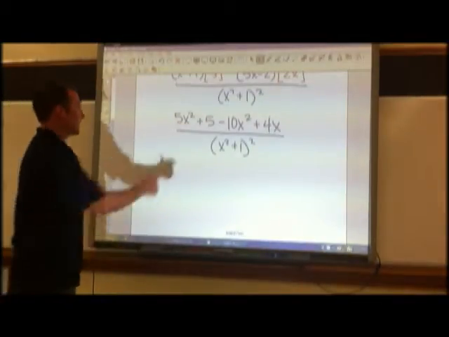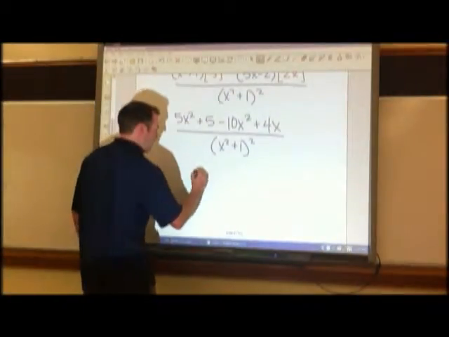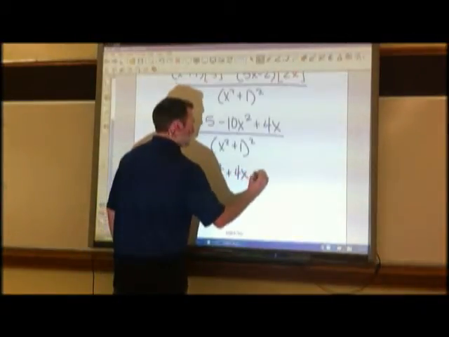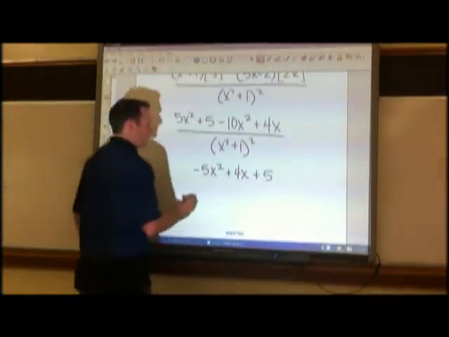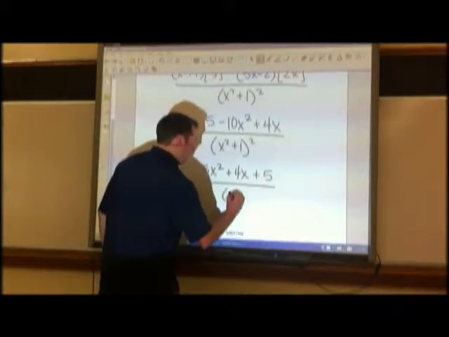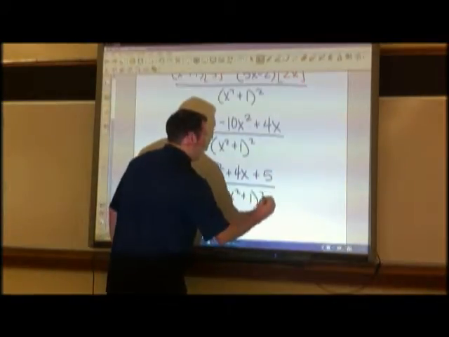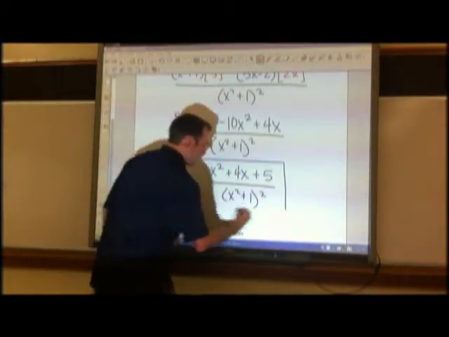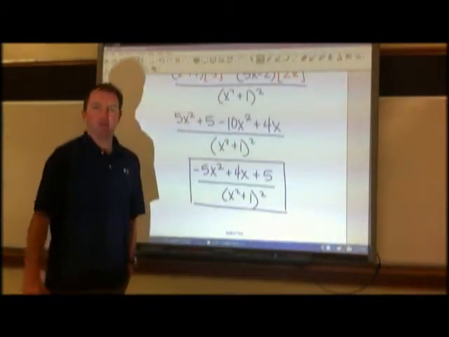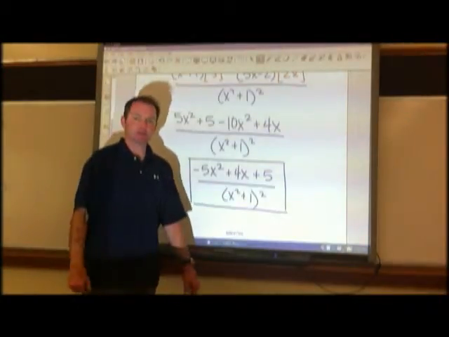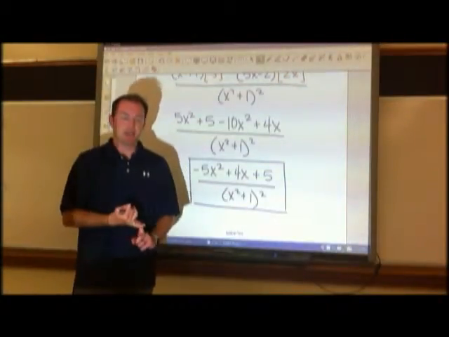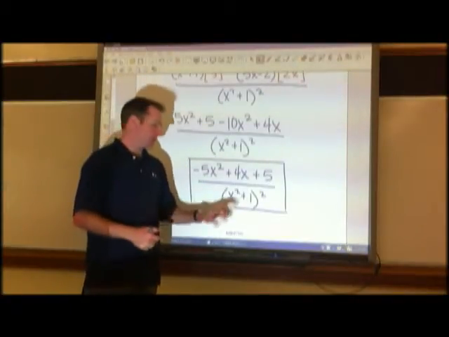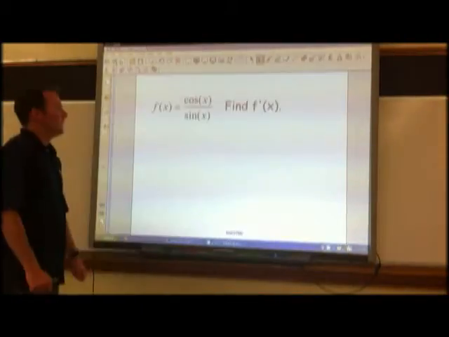And then if I simplify this top out, I'm going to have minus 5x squared plus 4x plus 5 all over x squared plus 1 squared. And you actually don't FOIL out the bottom. You just leave it like this. All the answers I've seen in the back of textbooks, the solutions for AP calculus exams, they just don't FOIL this, they leave it as it is.